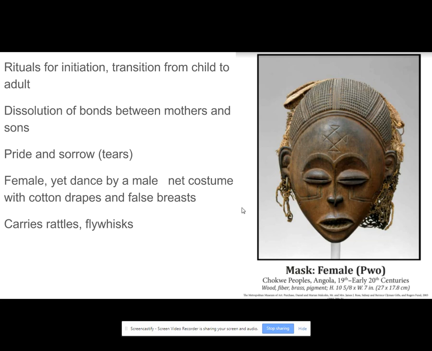So although this is a mask of a female, it still would have been danced, performed by a male, and it would have a costume with cotton drapes and false breasts. And the person would also have carried rattles and fly whisks.